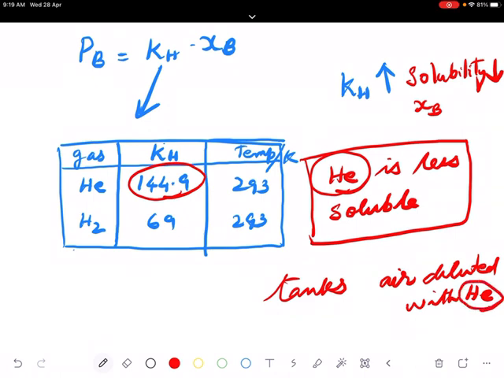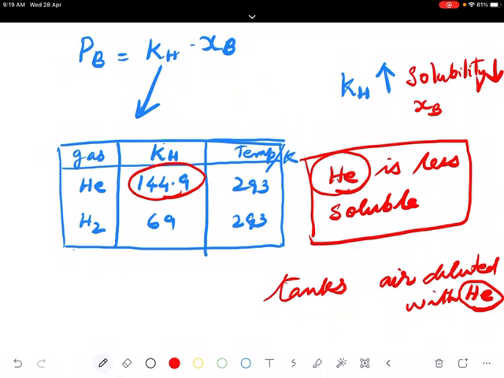If it is not helium, what will happen? The nitrogen of the air, nitrogen solubility in our blood is very high. So this nitrogen gas will get dissolved as we go down and the pressure increases. Due to the increase in pressure, nitrogen will get dissolved in our blood.